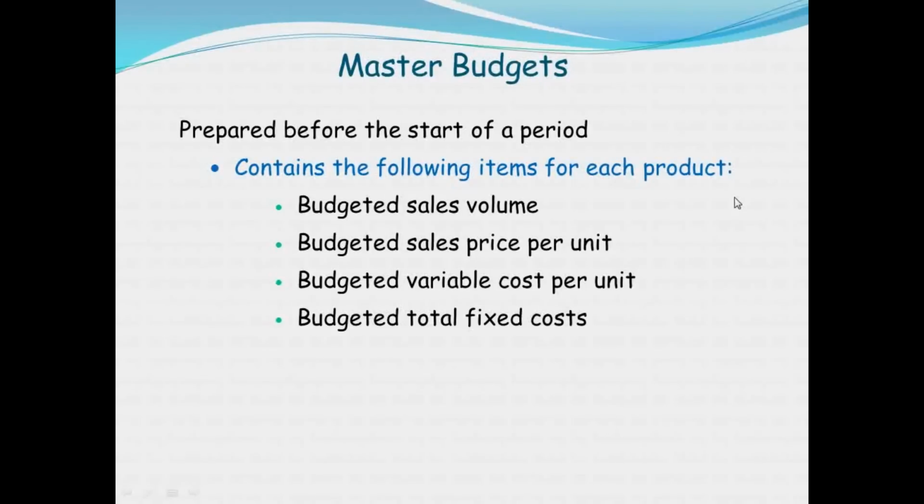We just talked about the master budget. We know what it is. You budget these items: sales volume, sales price, variable costs, and total fixed costs. And in fact, through that, you're also budgeting your sales mix because you're saying sales volume by product, so you create your sales mix that way.